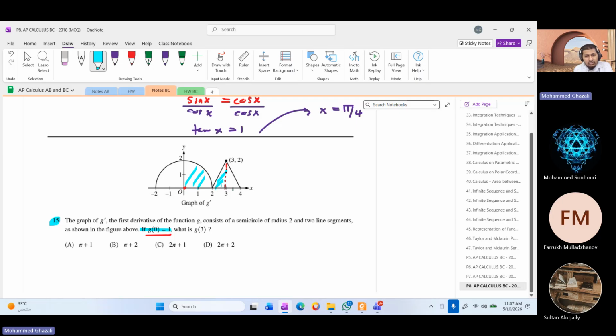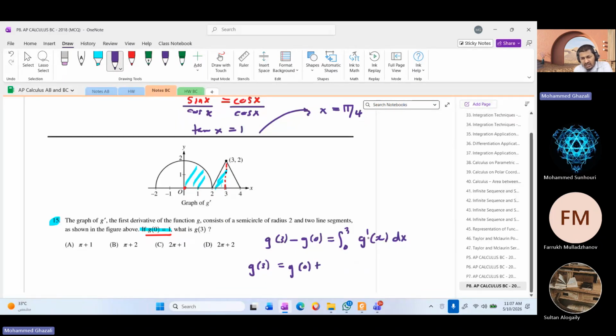Now, when you're integrating from 0 to 3, g(3) minus g(0) is equal to the integral from a to b, 0 to 3, of g prime x dx. So you're going to move the g(0) across. So g(3) is now equal to g(0) plus the integral.